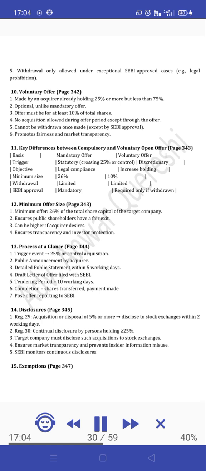12. Minimum offer size, page 343-1. Minimum offer: 26% of the total share capital of the target company. 2. Ensures public shareholders have a fair exit. 3. Can be higher if acquirer desires. 4. Ensures transparency and investor protection.